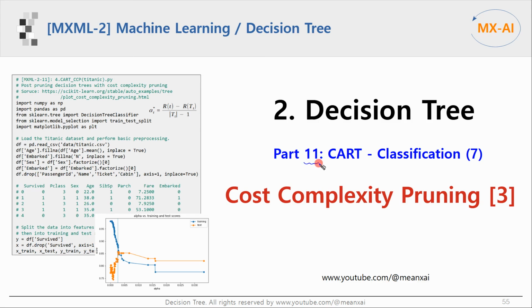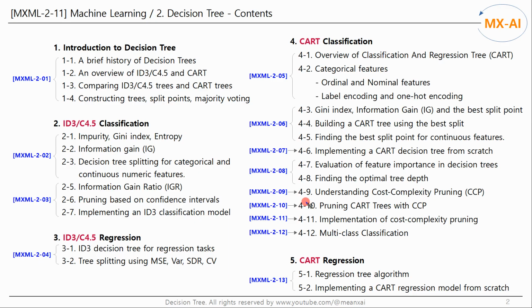This is the 11th session of the Decision Tree series, and our third session on cost complexity pruning. In the previous two videos, we covered the theory behind cost complexity pruning. In this video, we will put that theory into practice and implement it in code.